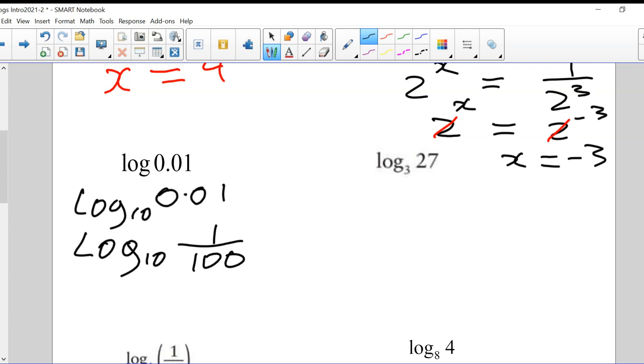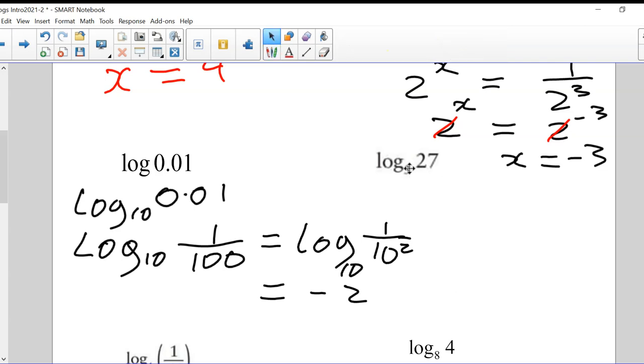Okay, you know what? I just realized a bunch of you had the answer from before. It is actually minus 2. Well done. And that's because 1 over 100 is the same thing as log base 10 of 1 over 10 squared. And that is therefore equal to minus 2. Okay. All right. Let's just do this one quickly then.